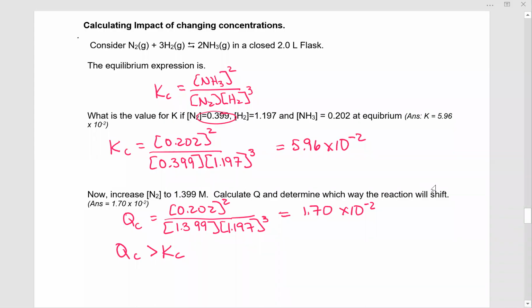So there is the calculation. You should have calculated that Qc is 1.70 times 10 to the negative 2. If we compare those, we can see that Qc is greater than Kc. Remember, if Q is greater than K, that means, excuse me, I've got the wrong way around. Q is less than K. Let's scribble that out. Q is less than K. Since Q is less than K, the reaction has got to shift forward.